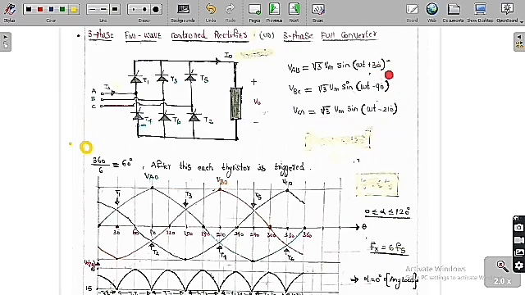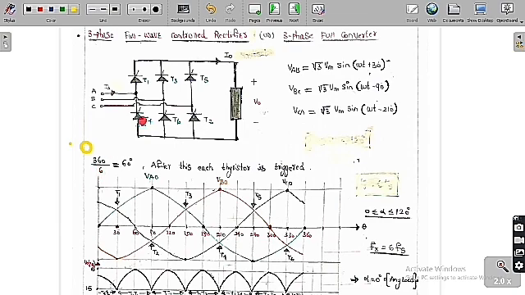210). You can see clearly these also have a phase difference of 120 between them, with a peak value of root 3 into Vm. So the line voltage has a peak value of root 3 Vm, whereas the RMS value is root 3 Vm by root 2. So these are called the line voltages.